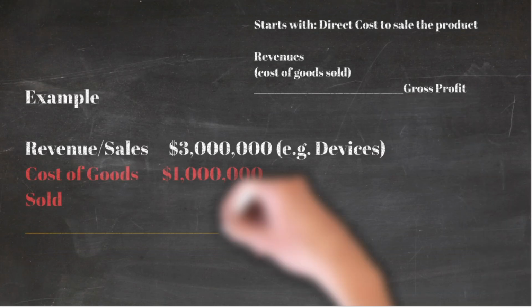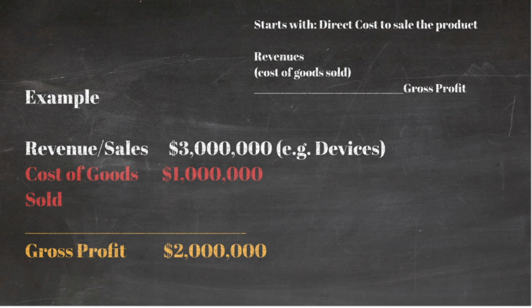So let's start to build an income statement, and we'll start here. So this is the format. It starts with the direct cost to sell the product. So we have the revenue and whatever it directly cost to make that revenue. So for this example, I just chose any device, let's say some sort of light or some sort of computer or some sort of whatever device. We sold $3 million worth of that device, whatever product that is. But in order to make these devices, it cost us $1 million to make these devices.